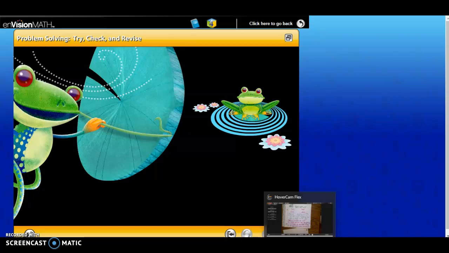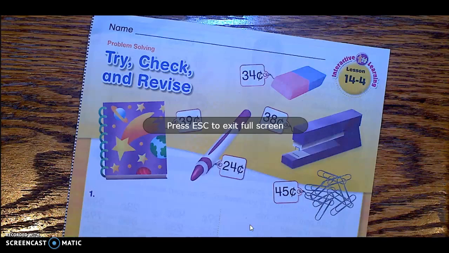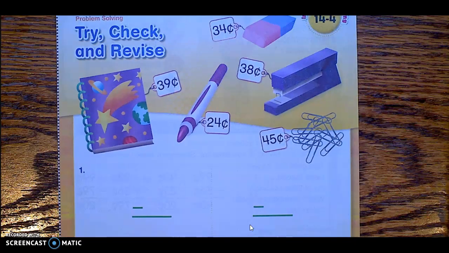Okay. Let us look at our magazine. So, get out your math magazine, please, and let's do the front page together. We're going to try, check, and revise. Okay, you have learned different ways to use addition and subtraction to solve problems. Today we're going to learn how to solve problems by trying a method and checking your results, and then revising your method.